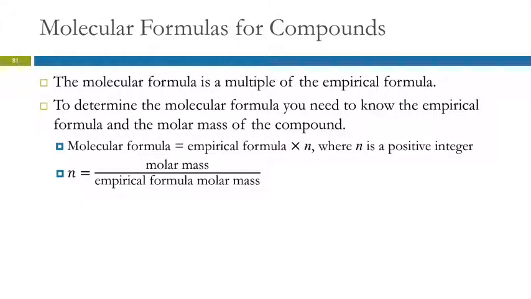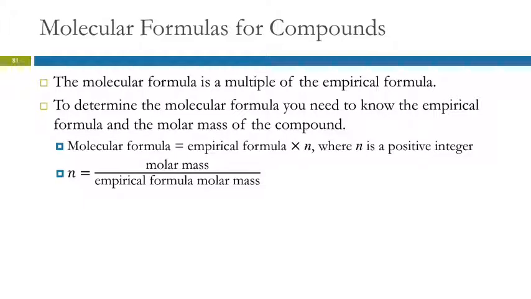Okay, so that gives us the empirical formula. What if we want the molecular formula, which we almost always do want because it's a lot more useful? The molecular formula will be some multiple of the empirical formula. It can be the same, in which case the multiplying factor is 1. Or you might have to multiply by 2 or 3 or 4. So in order to find the molecular formula, we need two things. We need the empirical formula, and we need the molar mass of the compound.